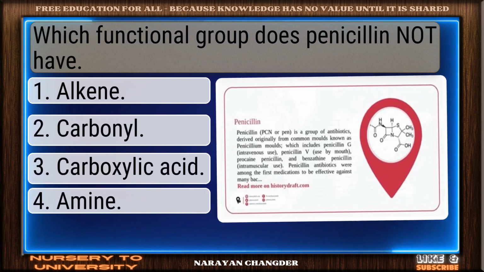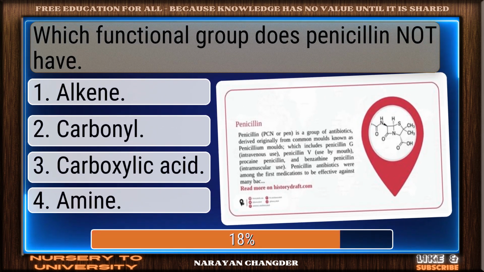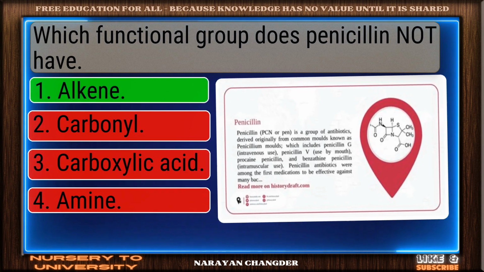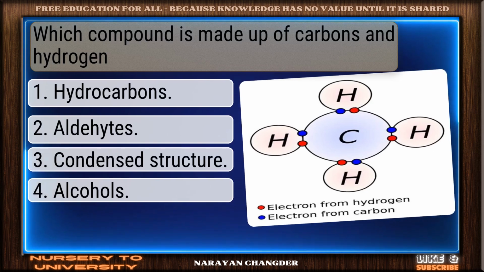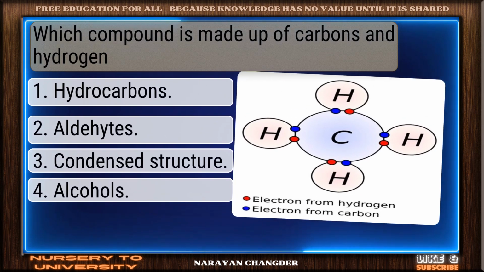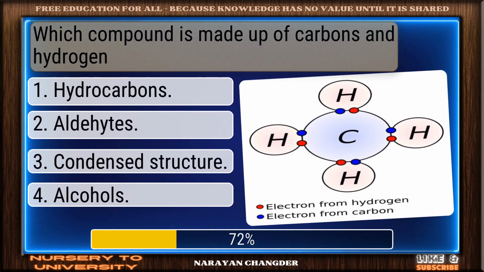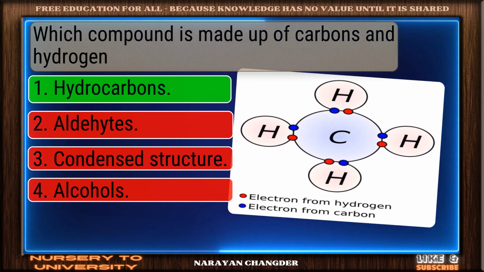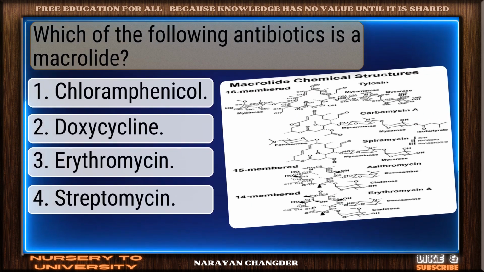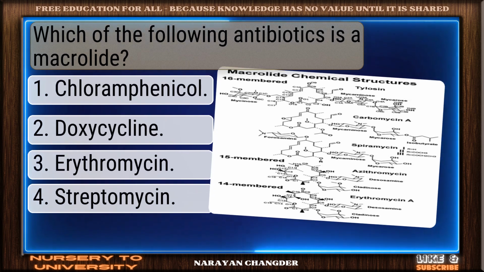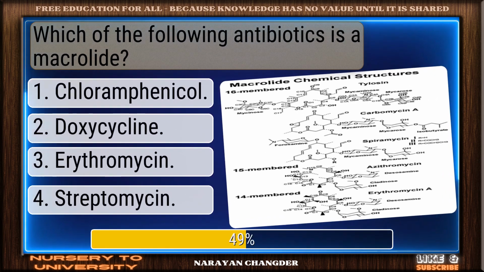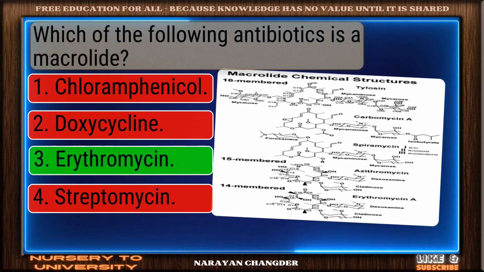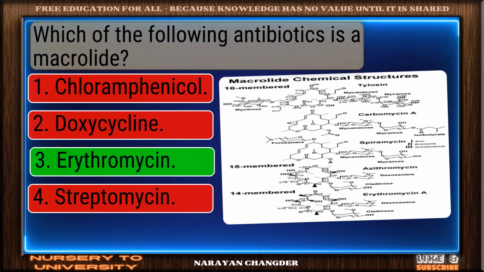Which functional group does penicillin not have? Nice work. You chose alkene and it is correct. Which compound is made up of carbons and hydrogen? Sharp thinking. Hydrocarbons is the right choice. Which of the following antibiotics is a macrolide? Good job. Your answer, erythromycin, works well here.